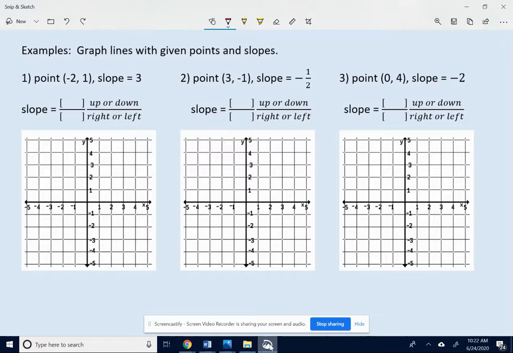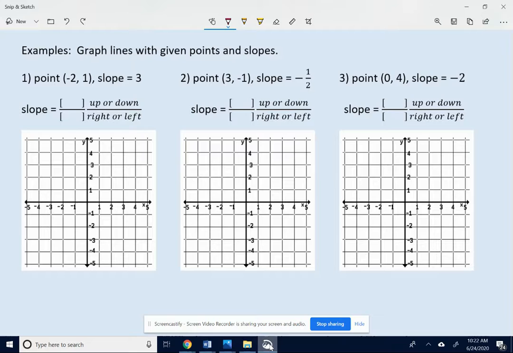Okay, let's look at some examples. We're graphing lines that have a point and a slope. The big idea, y'all, is we're going to start out graphing the point, and then we're going to use the rise and run of the slope to travel to a second point. So let's do these together.